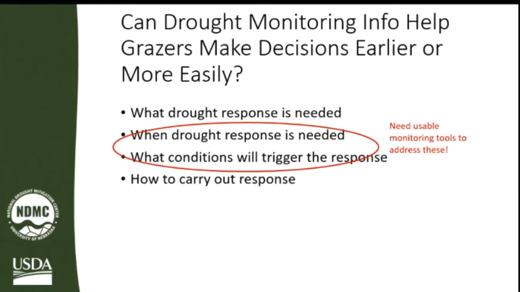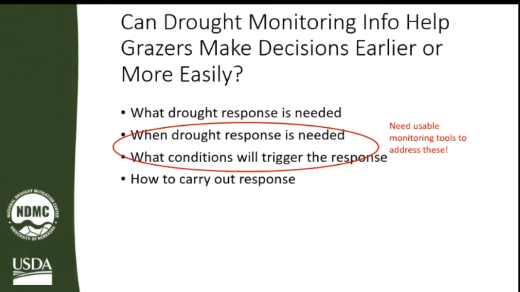So we've been asking questions of ourselves, of ranchers, of rangeland advisors and specialists to try to better understand how drought monitoring information can actually help grazers make decisions that are the most effective on their operations. And in many cases, that is, can they make their decisions earlier or more easily? Jimmy mentioned how there's a human tendency to kind of wait and see. Sometimes that's fine. It's worked out for me occasionally, but with drought, that can be really harmful.